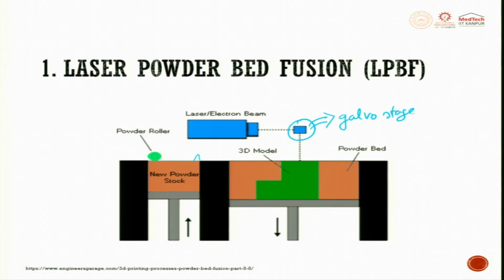The galvo stage lets you write on top of a very large area by just moving the mirror in the X and Y plane. So, you try to get the final output. Since the laser is hitting the powder, a lot of free powder will be there, which will be removed and extracted, and used for recycling. You see the model here, you see the new powder stock and you see the powder bed stock here.